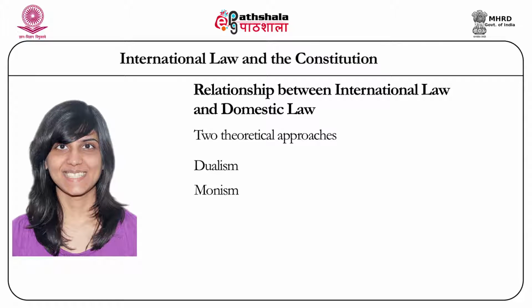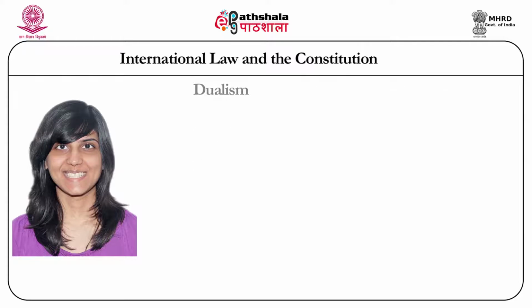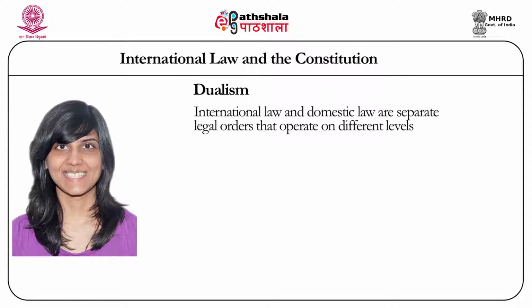These are two broad schools of thought, and often individual proponents of each position have more nuanced perspectives. Let's start with the concept of dualism. Dualism regards international law and domestic law as separate legal systems which operate on different levels. The emphasis is on the separate and distinct character of the international and domestic legal systems. Dualists argue that international law and domestic law have different spheres of operations.